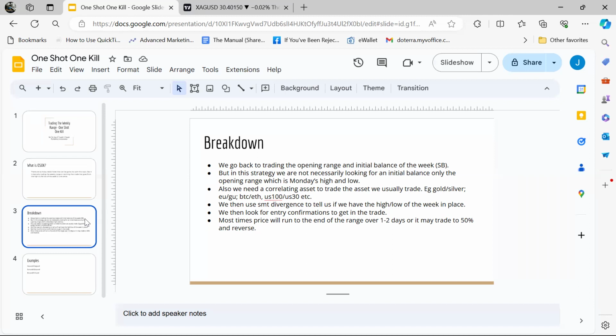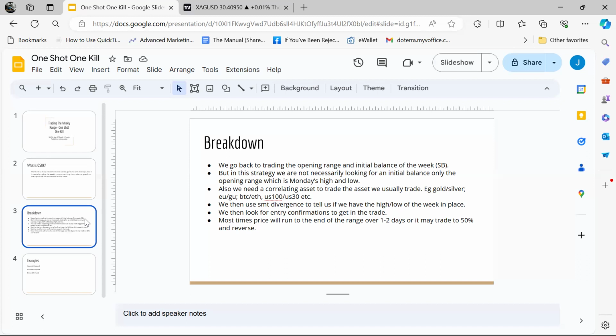Then we look for our confirmations to get into the trade. So whether it's that engulfing candle or a break of structure or breaker block, whatever it might be, an order block, whatever you decide to use to get into your trades, you would then look for that. Because after the SMT, every single PD array that is formed after the SMT is high probability. Note that carefully.